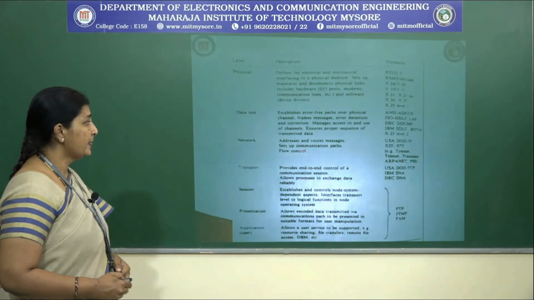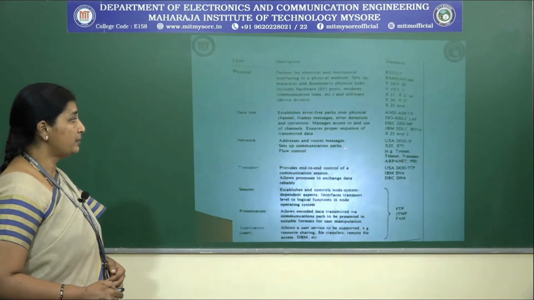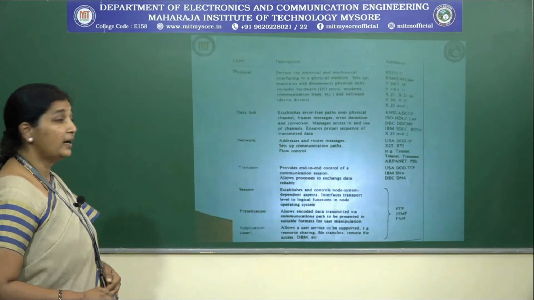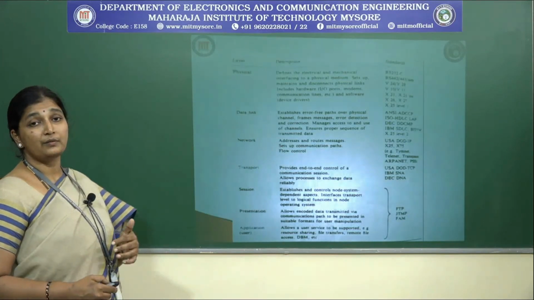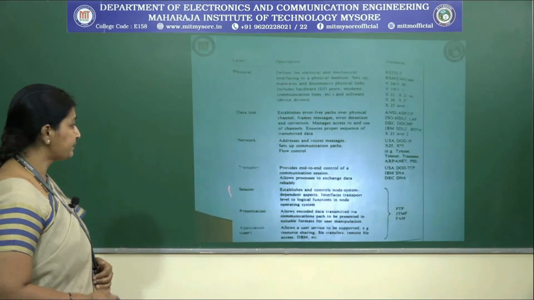Then you have the network layer, which addresses and routes messages, sets up communication paths and handles flow control. All these are dealt with at the network layer. Flow control is how the information will be sent from level 1, level 2 and level 3.